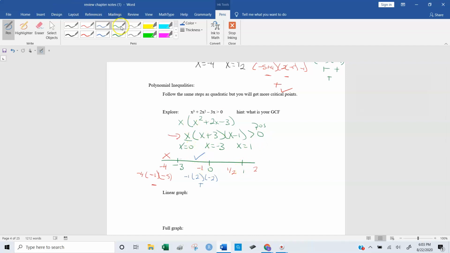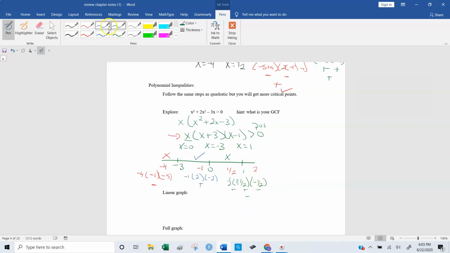Okay, now let's plug in a 1/2. So we're going to have 1/2 to start it with. 1/2 plus 3 is 3.5, so another positive number. 1/2 minus 1, that's going to be a negative number, a negative 1/2. A positive times a positive times a negative is a negative. Oh, bad, I need a positive.